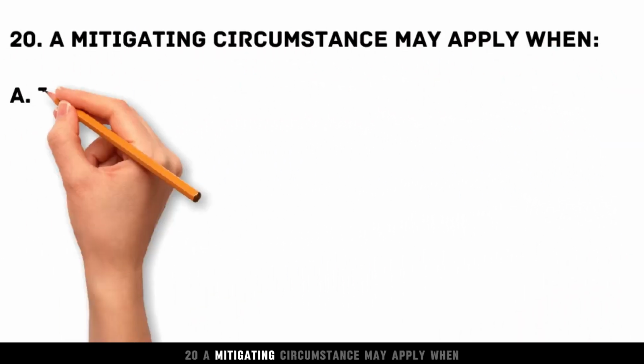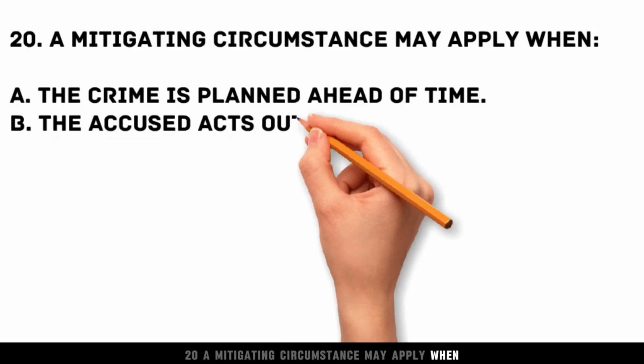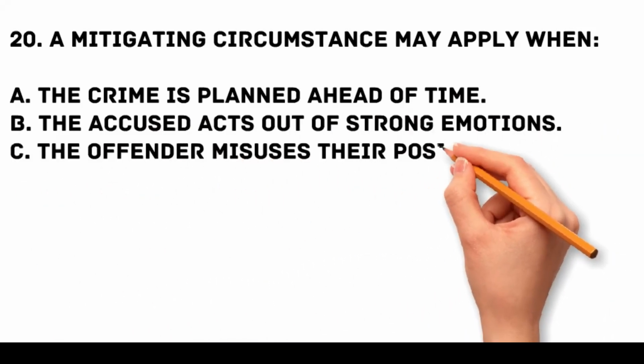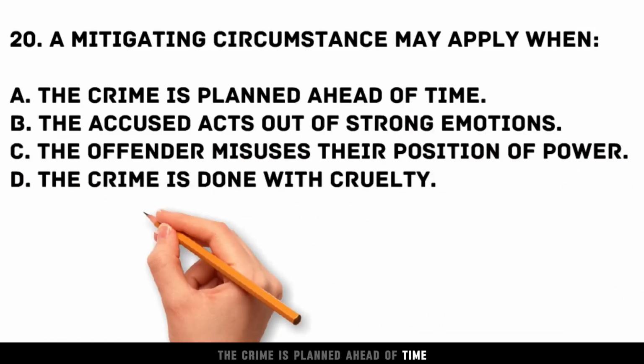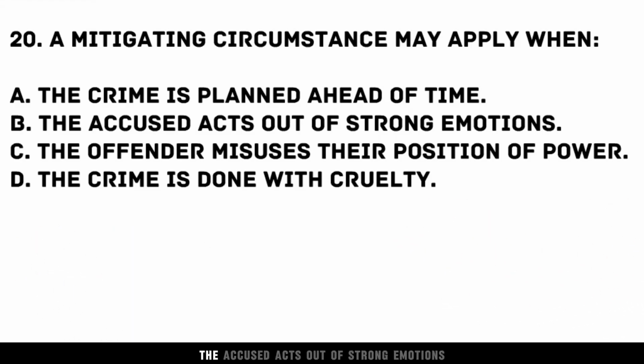20. A mitigating circumstance may apply when: A. The crime is planned ahead of time. B. The accused acts out of strong emotions. C. The offender misuses their position of power. D. The crime is done with cruelty.